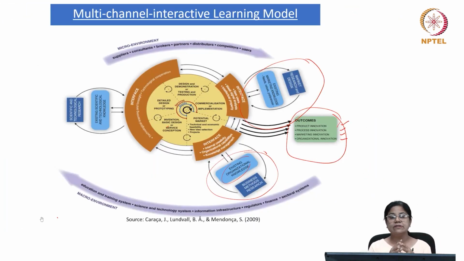So now we have understood in this multi-channel interactive learning model, the innovation happens within a wider context. The wider context can include a macro environment whereby you are looking at educational training system, etc., and a micro environment of that of suppliers and users, etc. At an organization level, there can be three major points whereby the research can happen at a new end or the firm may dig into their existing basis.